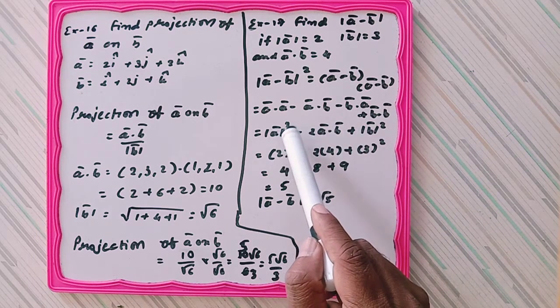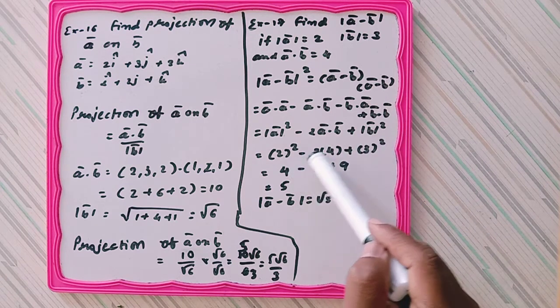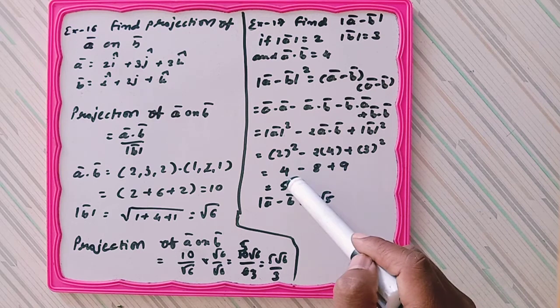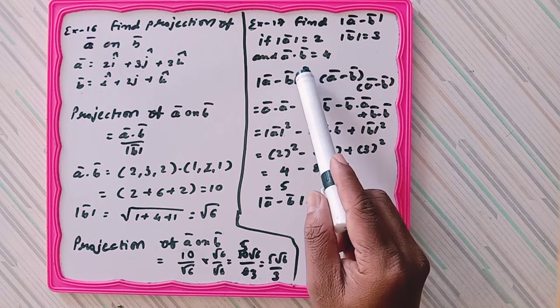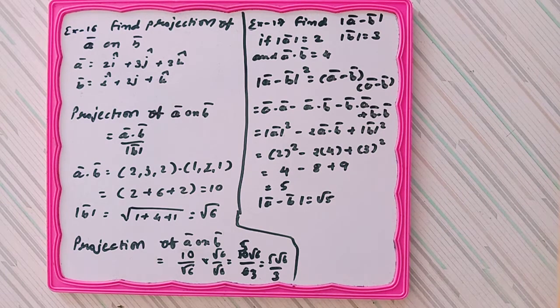So magnitude a bar squared will be 2 squared minus 2 into 4 plus 3 squared. So 4, 2 fours are 8, plus 9. So 4 plus 9 is 13, minus 8 is 5. So magnitude of a bar minus b bar squared equals 5. So the magnitude of a bar minus b bar will be root 5.